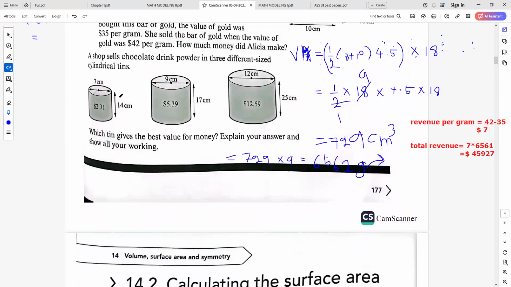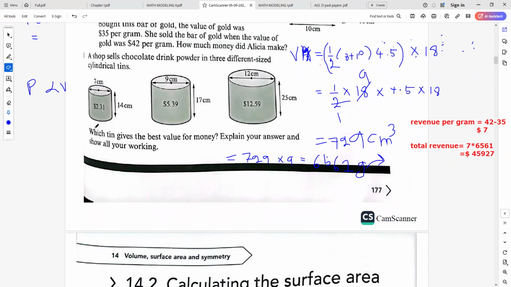Now, here we have different sized cylindrical tins. Definitely, the price will be proportional to the volume. First, what we have to do is find out the volume of each cylinder.